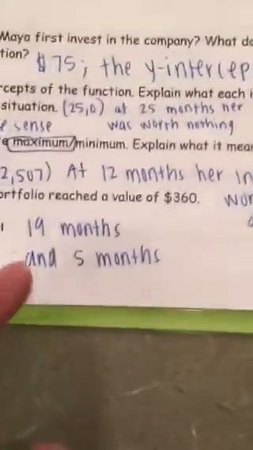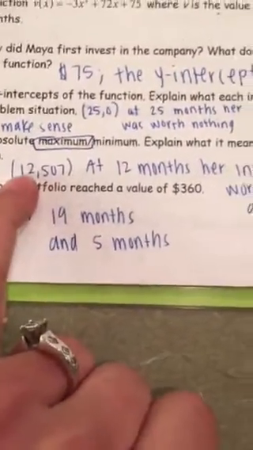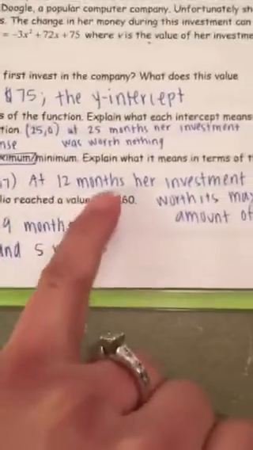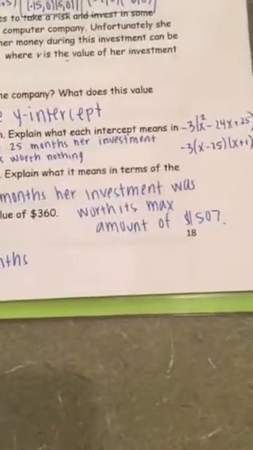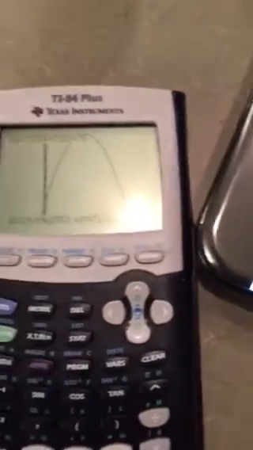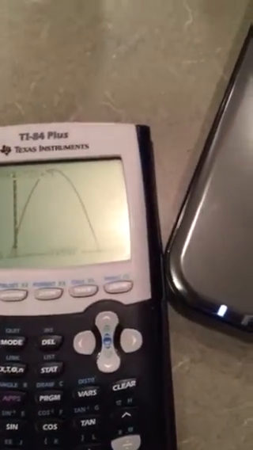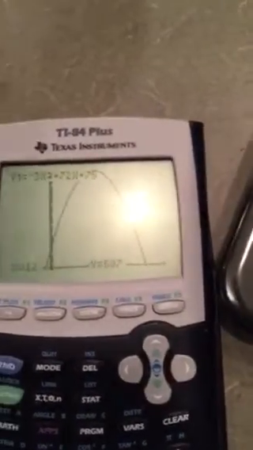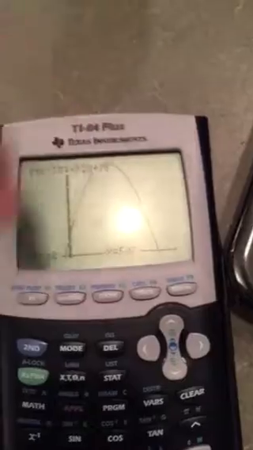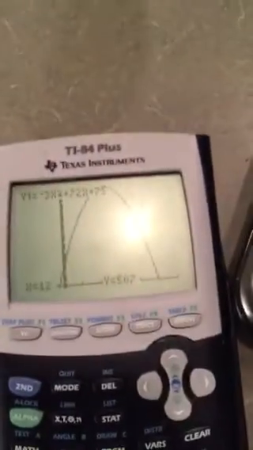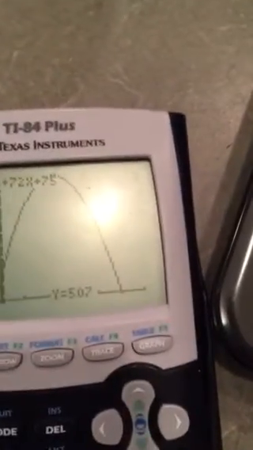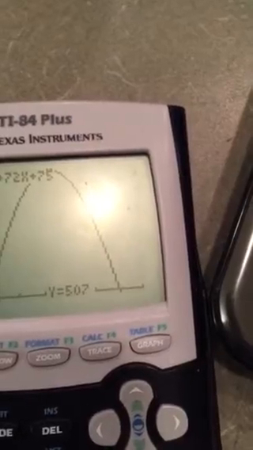I'll show you my work on this paper because I don't want to start over. So right here, 12, and if we type it back in, we get 507, which means that at 12 months her investment was worth its max amount of $507. Or going back to our graph, if I hit trace, I'll show you where it is at 12. Hopefully you can see right there, it's flashing. So 12, 507.